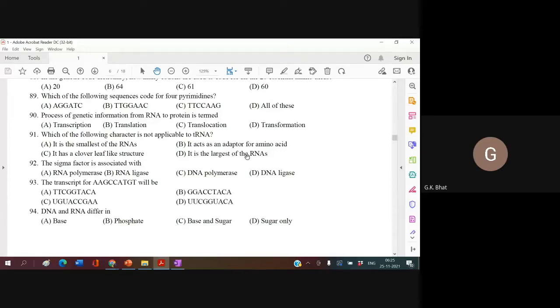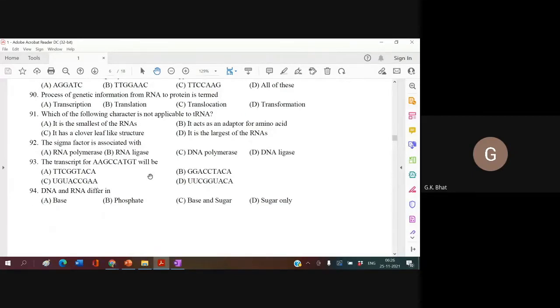Correct. It is the largest of the RNAs. This is wrong. It is not the largest of the RNAs. Which one is the largest? mRNA is the largest of the RNAs. 92. Kavita? What is the answer? A. RNA polymerase.